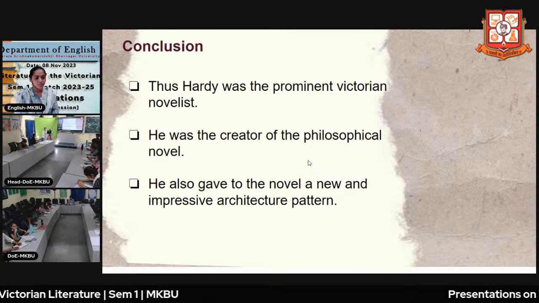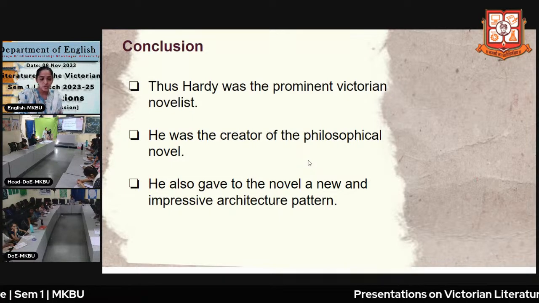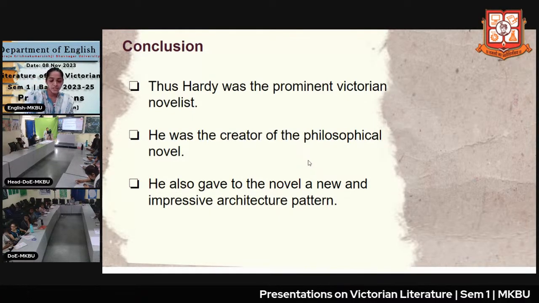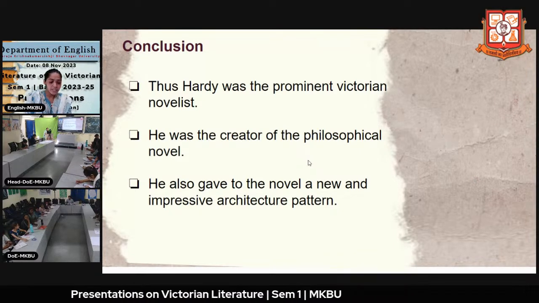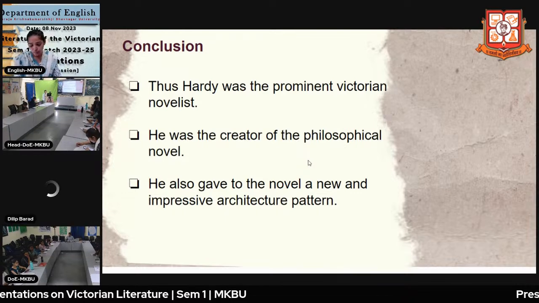Conclusion. Thus, Hardy was a prominent Victorian novelist, a creator of the philosophical novel, and he also gave the novel a new and impressive architectural pattern.